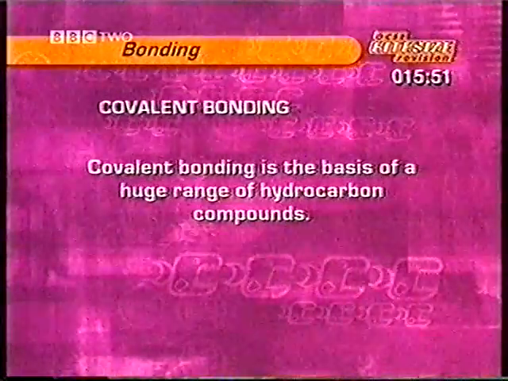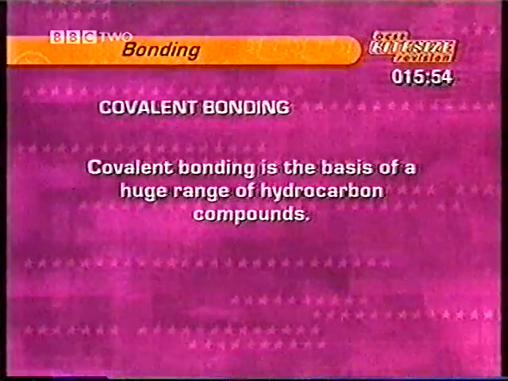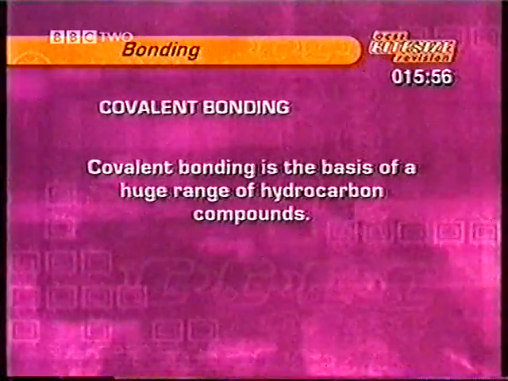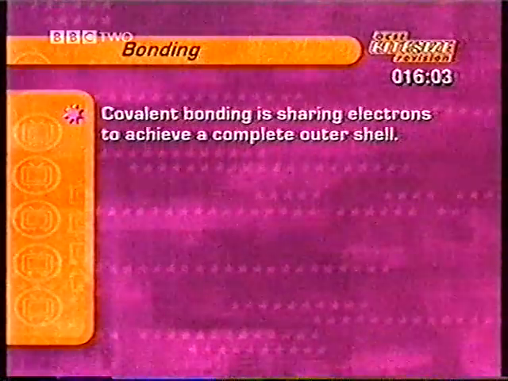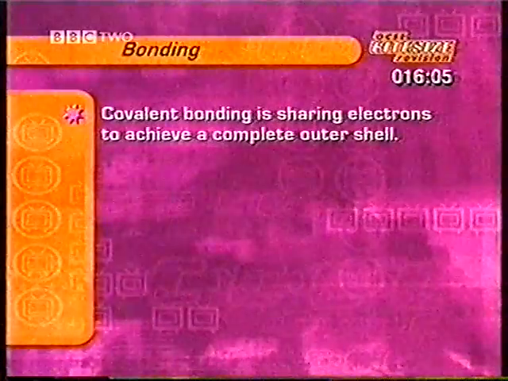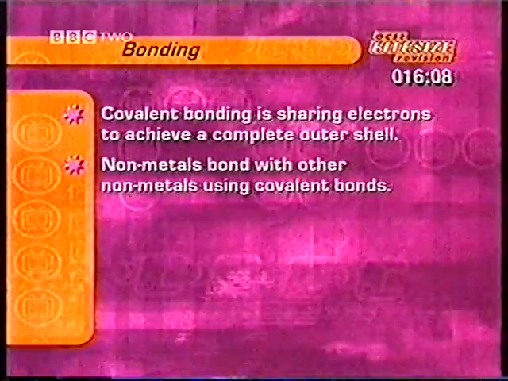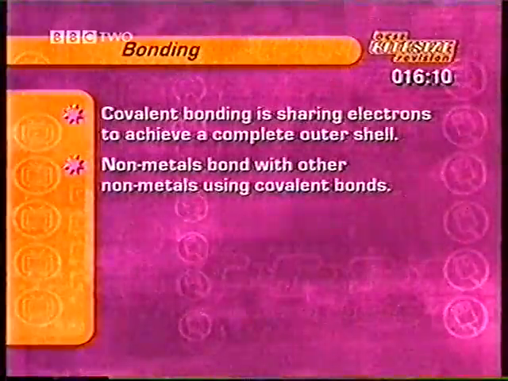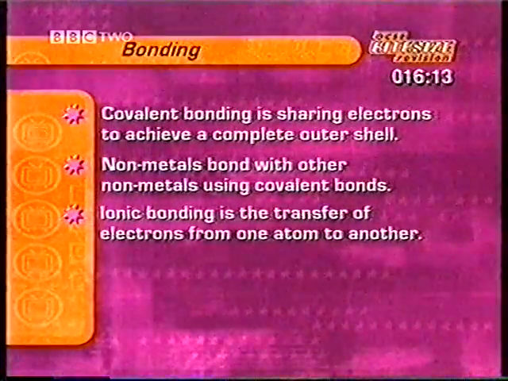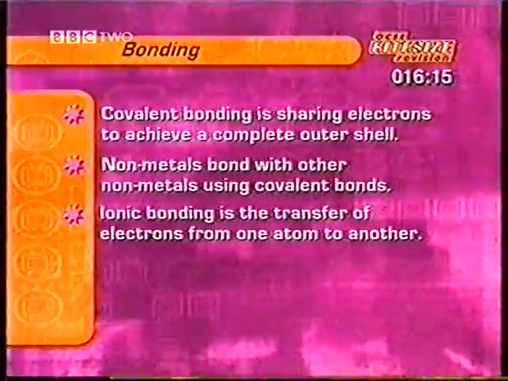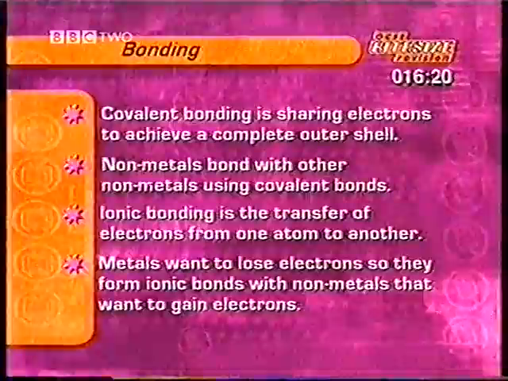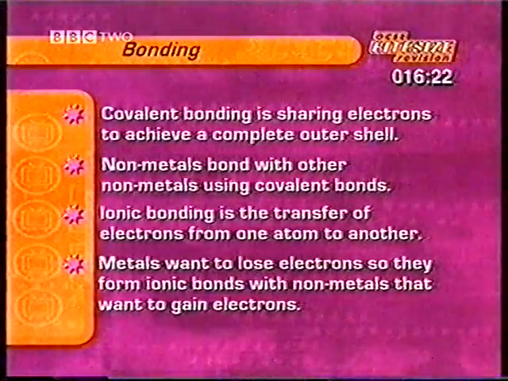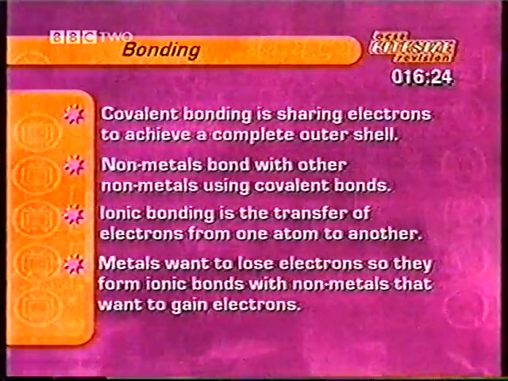In the clip, we saw how methane is made, but covalent bonding is the basis of a huge range of hydrocarbon compounds. Remember, covalent bonding is the sharing of electrons between atoms, so they all achieve a complete outer shell. Non-metals bond with other non-metals using covalent bonds. Ionic bonding is the transfer of electrons from one atom to another. Metals want to lose electrons, so they form ions and ionic bonds with non-metals that want to gain electrons.